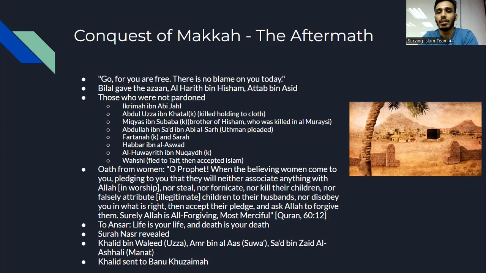Neither are you going to kill your children. Then she again gave a reply: kill our children? We were the ones who raised our children, and then you killed them in Badr. Then Umar radiallahu ta'ala anhu started laughing at this. Then Muhammad took the entire pledge with the women, and he asked Umar radiallahu ta'ala anhu to take the actual pledge, and the women of Makkah also accepted Islam en masse.